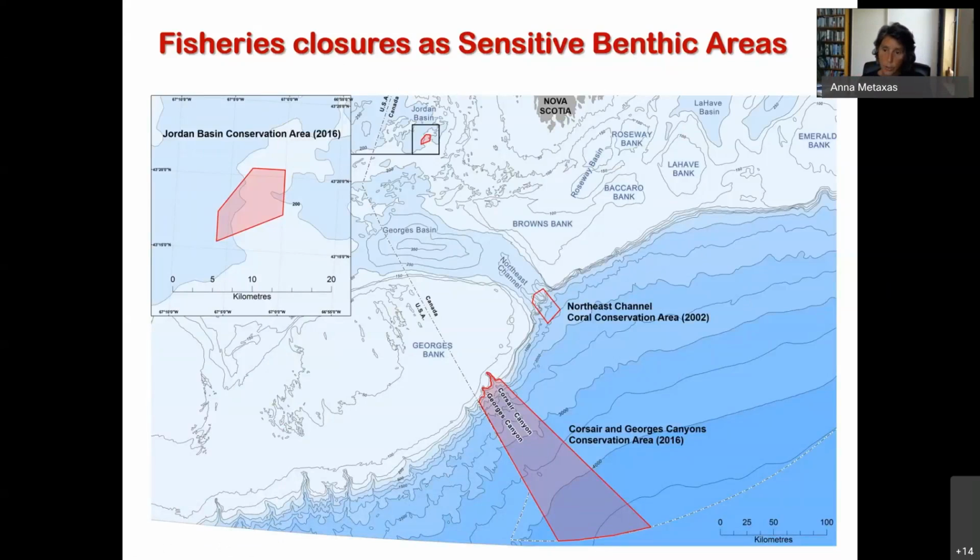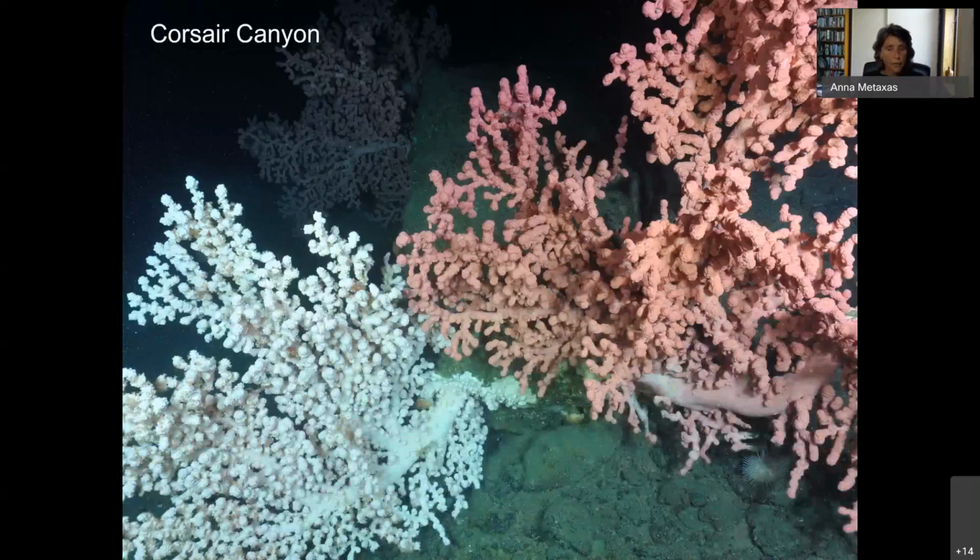So we actually went on a cruise in 2014. And for the first time, we used a remotely operated vehicle, which is a little submersible that is attached to the ship by a fiber optic cable that we send to the sea floor. And then we look at what lives there. And so nobody had ever been into Corsair Canyon, that box where you saw. And when we landed in Corsair Canyon, this is what we saw.